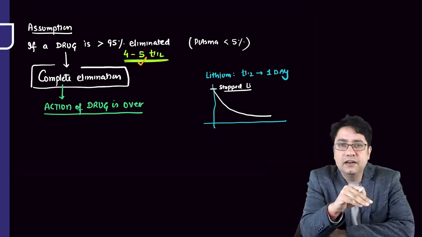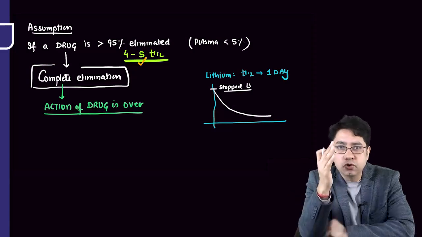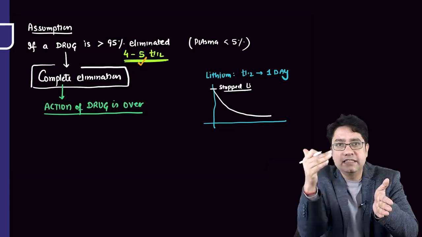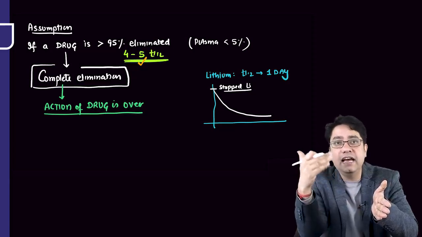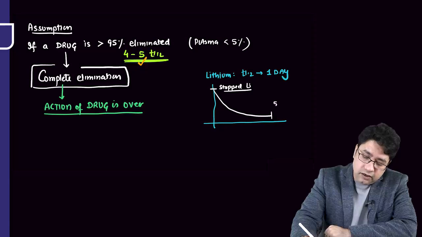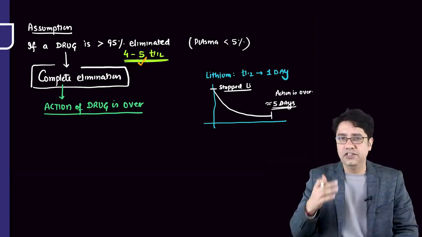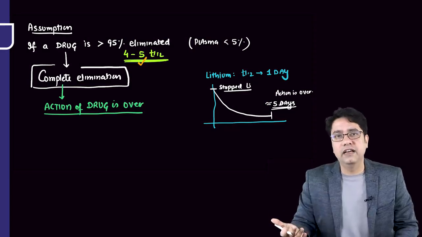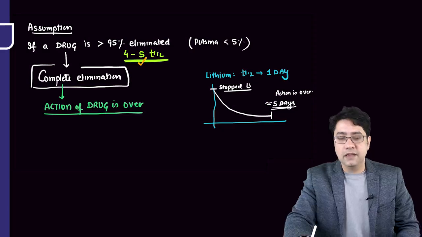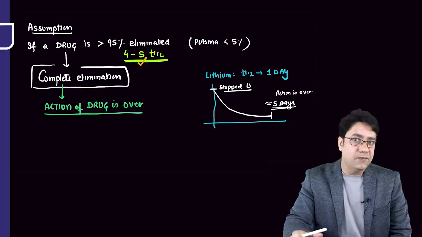So lithium concentration, complete elimination will occur in 4 to 5 days. So today if you stop lithium, its action will get over after another 4 to 5 days. So the action of lithium will get over around 5 days after stopping lithium. Okay, so this is the importance. If we stop a drug, after 5 half-lives, the action of the drug gets over. But because this is an assumption, it will have drawbacks.